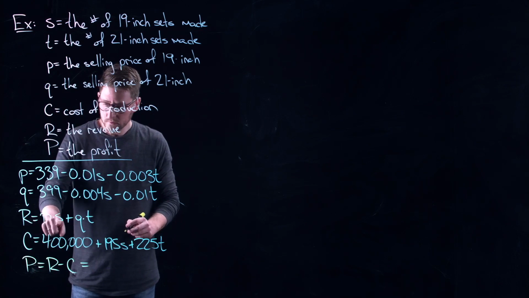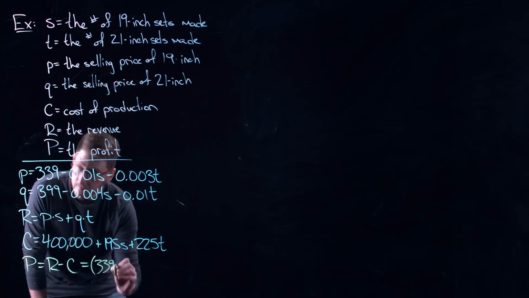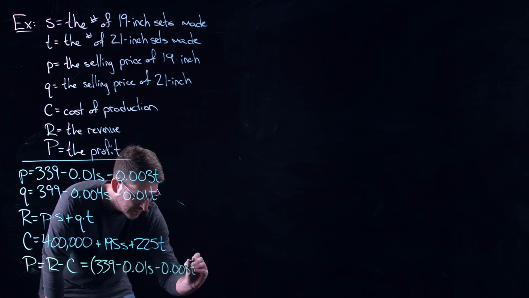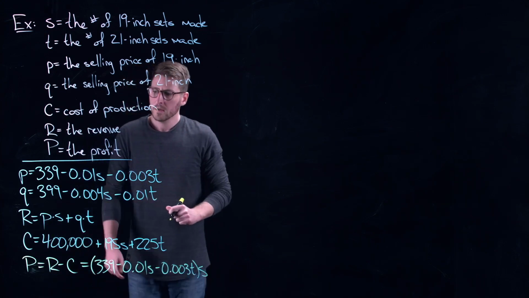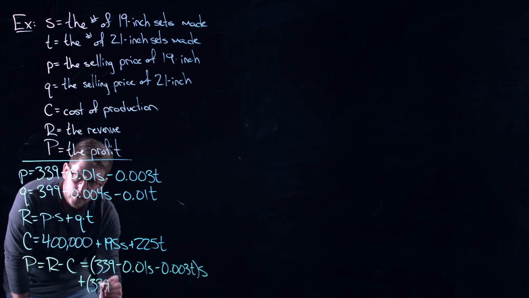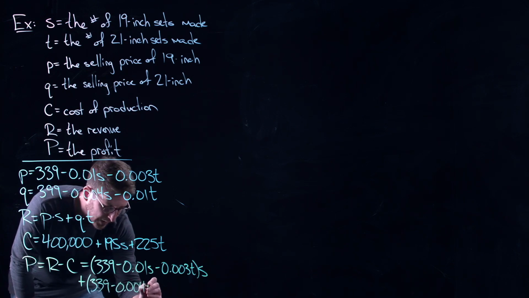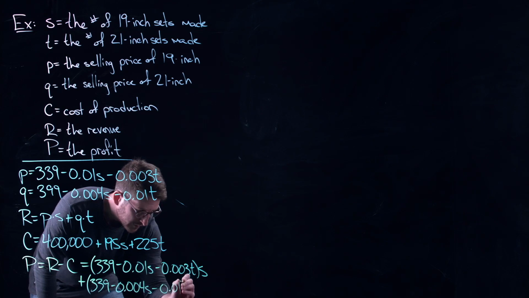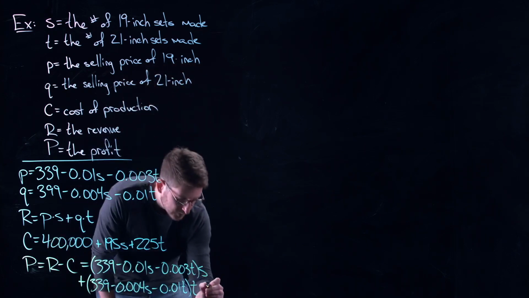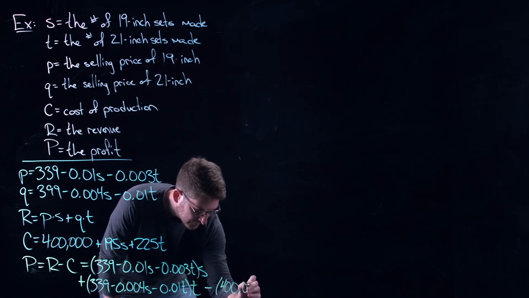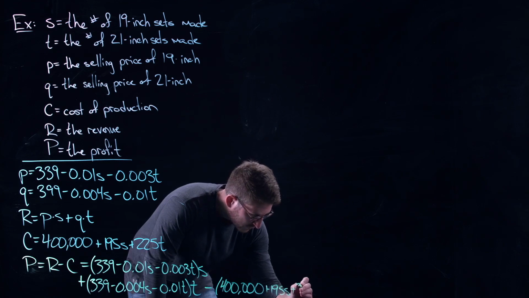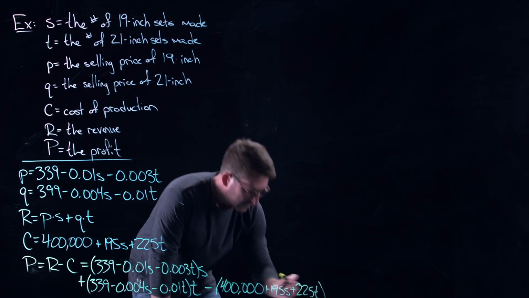Okay, so it's going to be P times S, so (339 minus 0.01S minus 0.003T), all times S, plus Q times T, so plus Q, which is 399, and then minus 0.004S, and then minus 0.01T, and that's all times T. And then minus the cost, which is 400,000, and then plus 195S plus 225T. So it looks ugly, right?